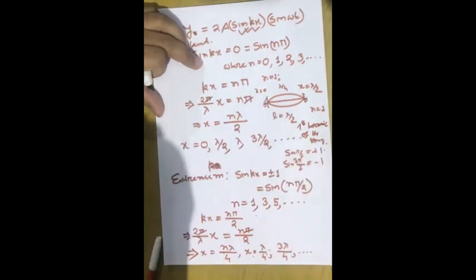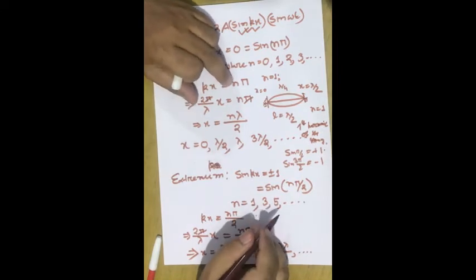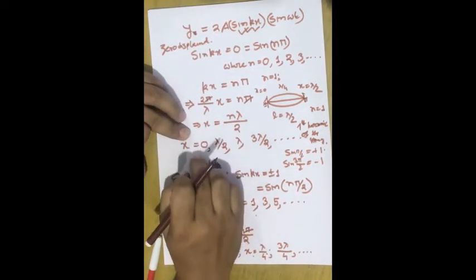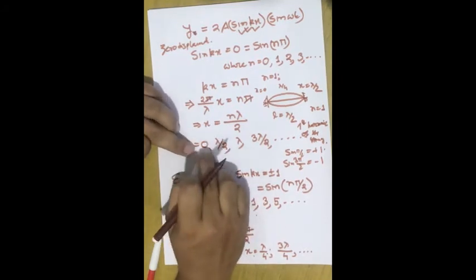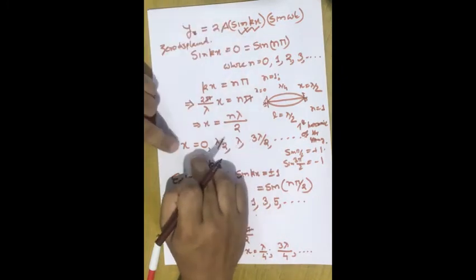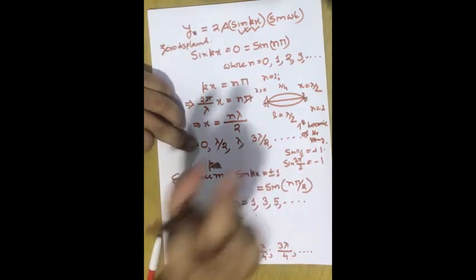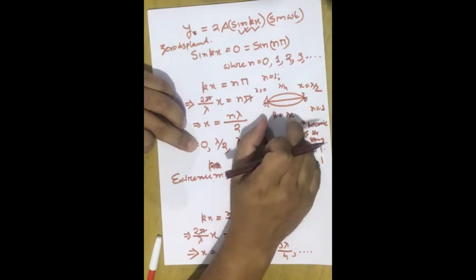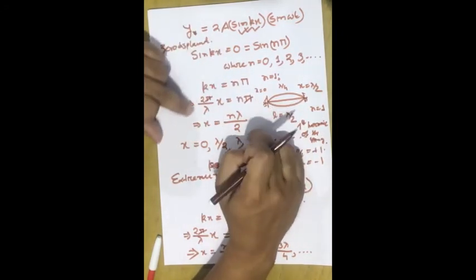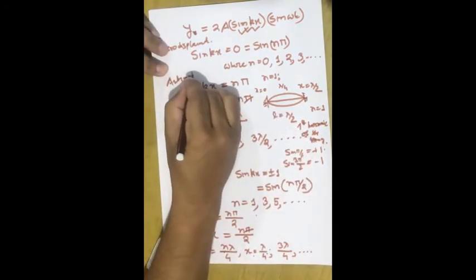Okay. Let me repeat it again. First we are considering n is equal to 1. When n is equal to 1, there could be two minimum, because before n is equal to 1, we have n is equal to 0 here. Therefore, these two minimum will be at 0 and lambda by 2. Then we take a string of length lambda by 2. Then this point and this point will be fixed points. So these are the positions of nodes.